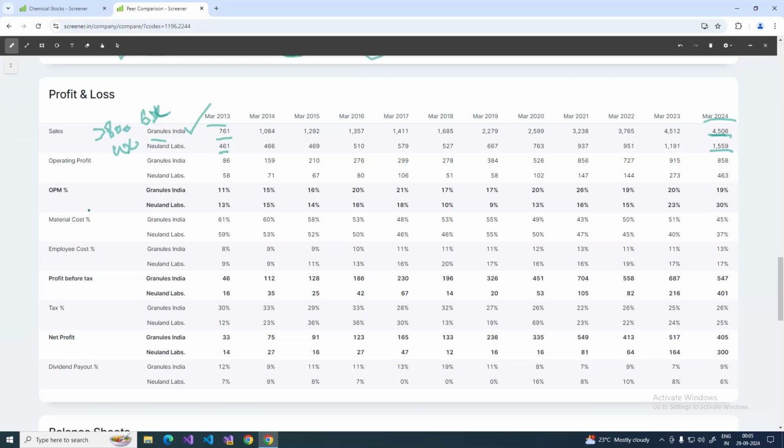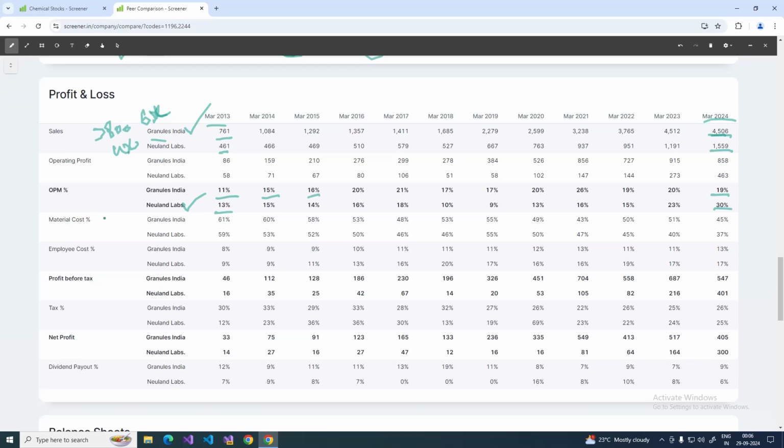Operating profit margins. For Granules India, they increased from 11% to 15%, then 16%, and currently 19%. So here it went from 11% to 19%. For Neuland's, it increased from 13% to 30%. Here Neuland Laboratories' operating profit margins are high. This is positive for Neuland Laboratories.